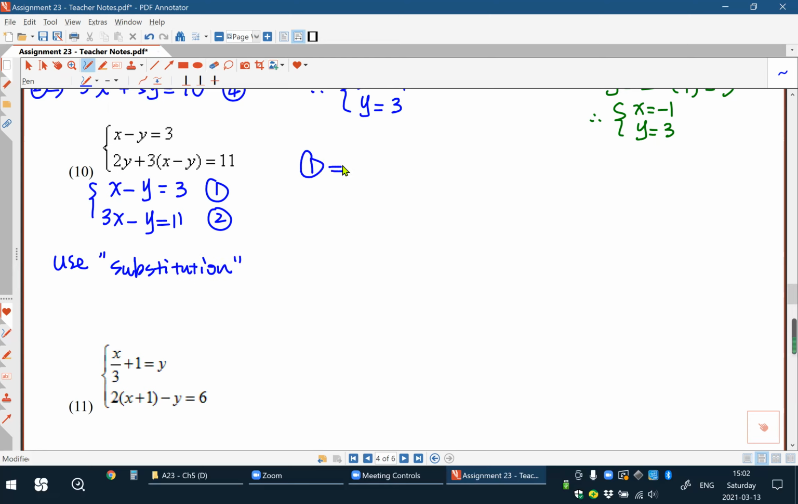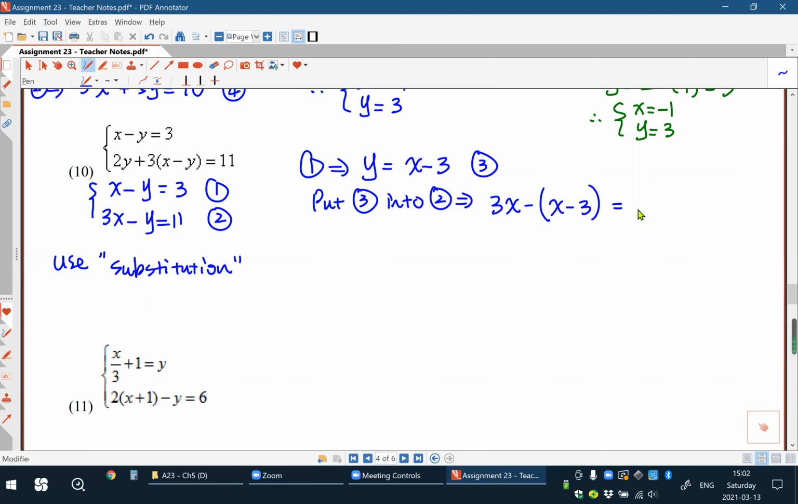From equation 1, we can get y is x minus 3, right? Let's call this equation 3. And then you can put 3 into 2, which will give you 3x minus y. Minus y means minus (x minus 3), right? And this is 11. Then 3x minus x is 2x, minus minus 3 is plus 3, right? 2x plus 3 is 11. That means 2x is 8. And then we can solve x is actually 4.